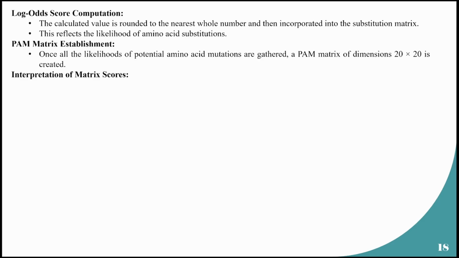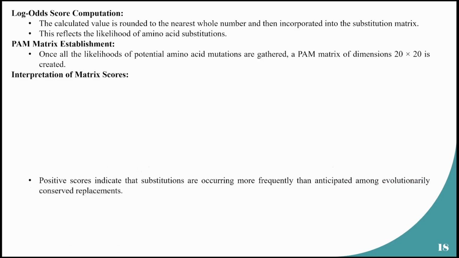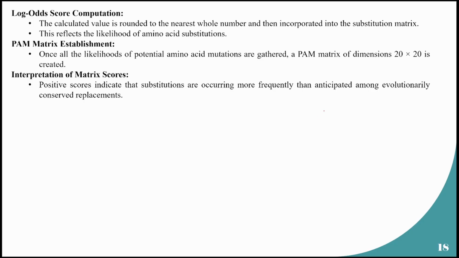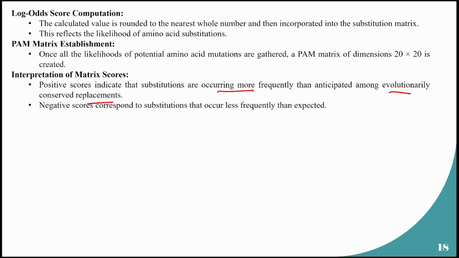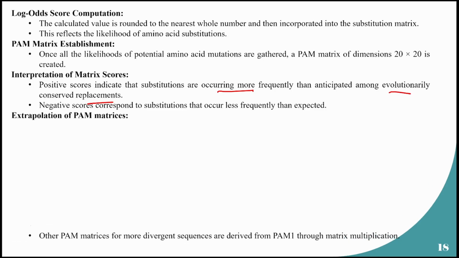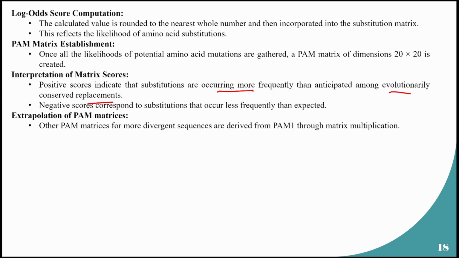It's a positive value. Yeah, a positive value will indicate that these substitutions are occurring more frequently than anticipated among the evolutionary conserved replacements, right? On the other hand, the negative scores will be for substitutions that occur less frequently. So if you have a highly negative value for a certain amino acid to amino acid, that will indicate that these particular mutations or substitutions are not favored by nature, from whatever you saw in the closely related sequences, right? So that's basically what a PAM matrix is.